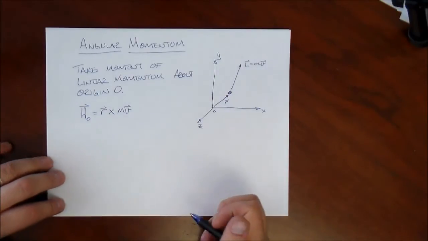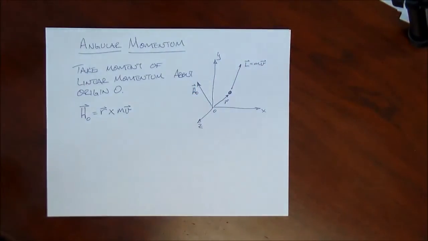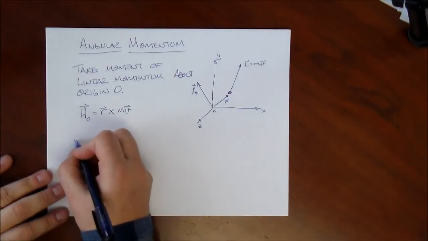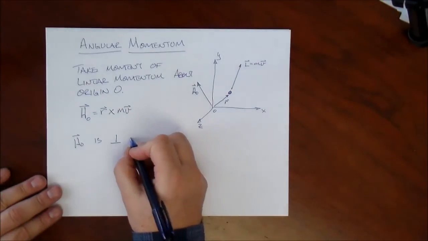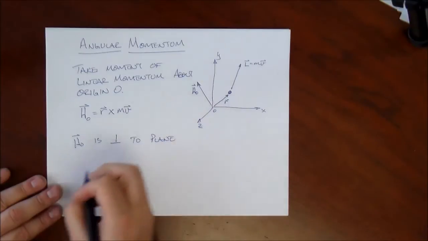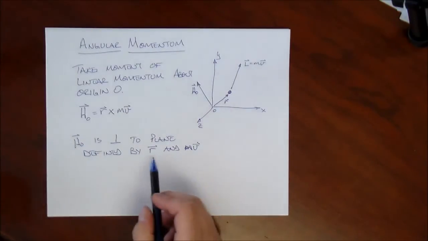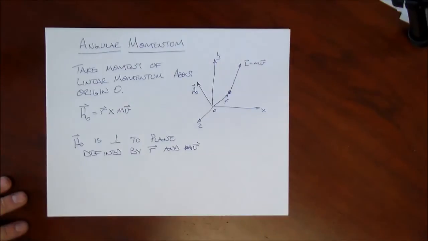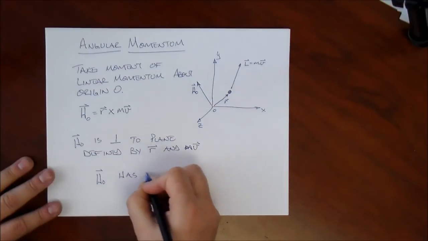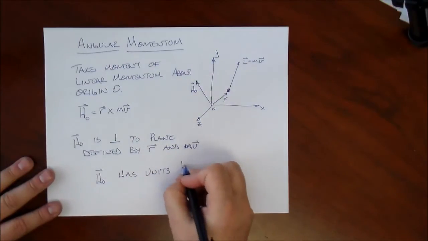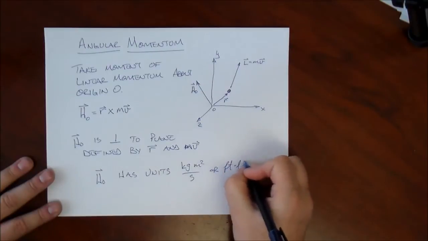I could also draw the angular momentum vector, h sub O, like that. As a consequence of the cross product itself, the angular momentum vector will be perpendicular to the plane defined by r and mv. So those two vectors, r and mv, will define a plane, and h sub O is going to be perpendicular to that. The units of angular momentum are either kilogram meters squared per second or foot pound seconds.